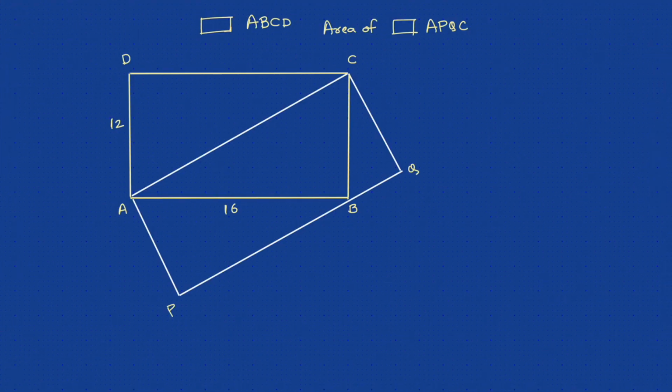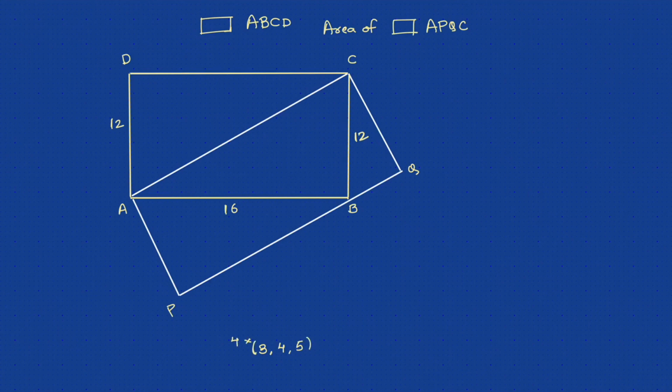Now let's take the next question. In this I get two rectangles. One is rectangle ABCD and the other is rectangle APQC, one in white and the other in yellow. What is given to me? The two sides of rectangle ABCD are given to me. One is 12 and the other is 16. And I am being asked what is the area of rectangle APQC. I need to know its length and breadth.